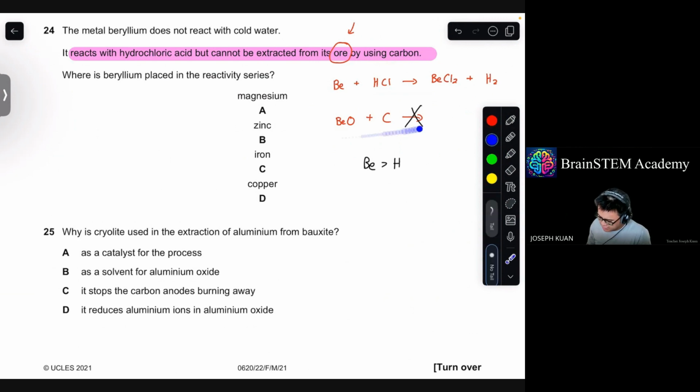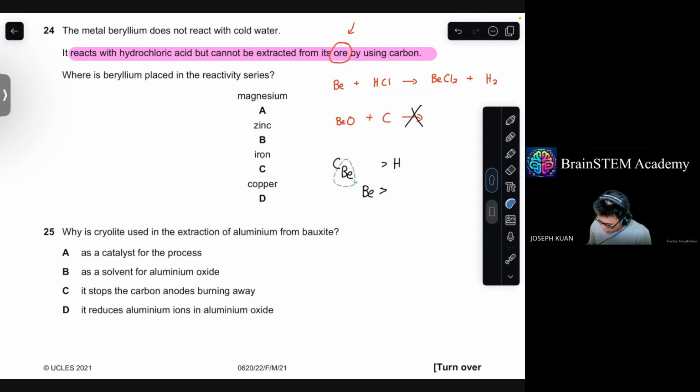On the second equation, although there's no chemical equation happening here, you see that carbon fails to take over beryllium's place. The expected outcome is that carbon is able to displace the metal out and then forms carbon dioxide. But that doesn't happen. It means that beryllium is stronger than carbon, it's more reactive than carbon. Now, our understanding is that carbon is more reactive than hydrogen in the reactivity series.